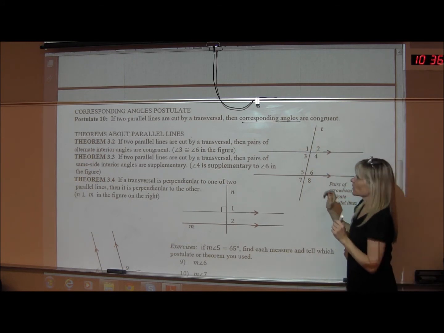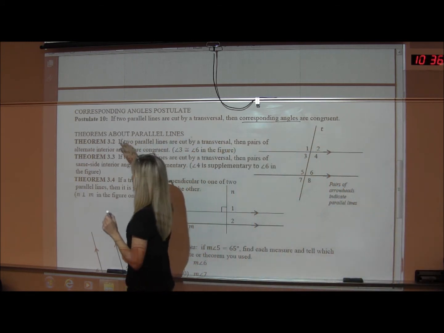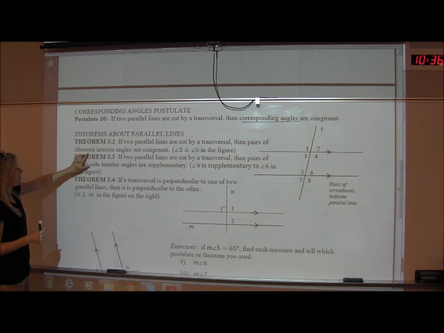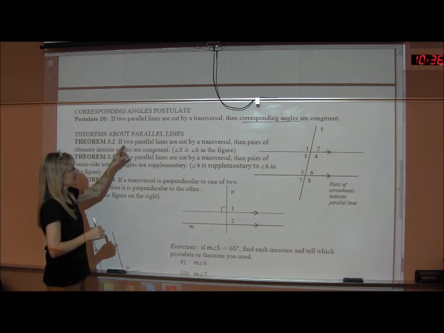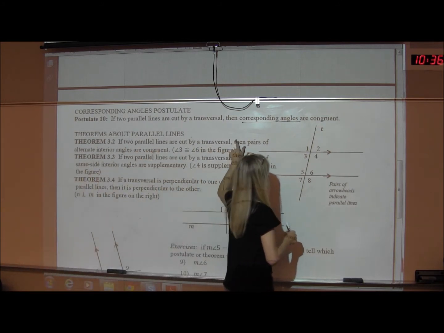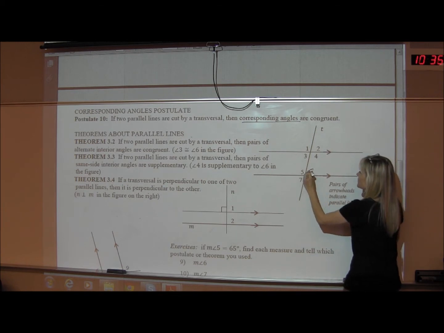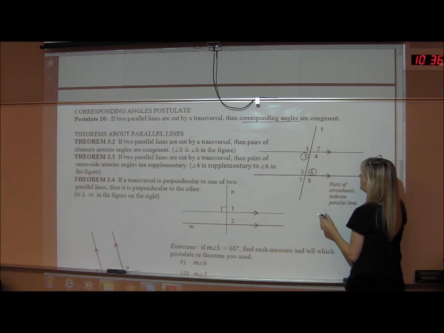Now, we're going to use all of these. This talks about alternate interior angles. If two parallel lines are cut by a transversal, then the alternate interior angles are congruent. So not only are corresponding angles congruent, alternate interior angles are too. So 3 and 6 and 4 and 5.